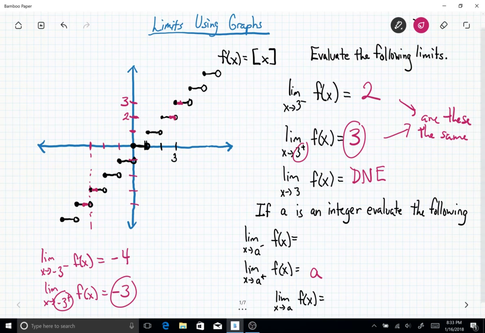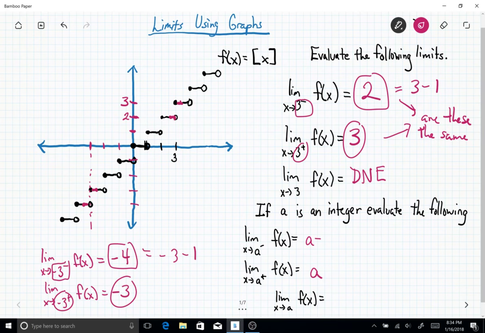And then from the left-hand side, we've got to figure out a formula. How do we go from negative 3 to negative 4? And how do we go from 3 to 2? What's happening here? Well, in order to go from negative 3 to negative 4 and from 3 to 2, notice 2 is just 3 minus 1 and negative 4 is just negative 3 minus 1. So in general, a from the left-hand side, if it's an integer, will be just a minus 1.